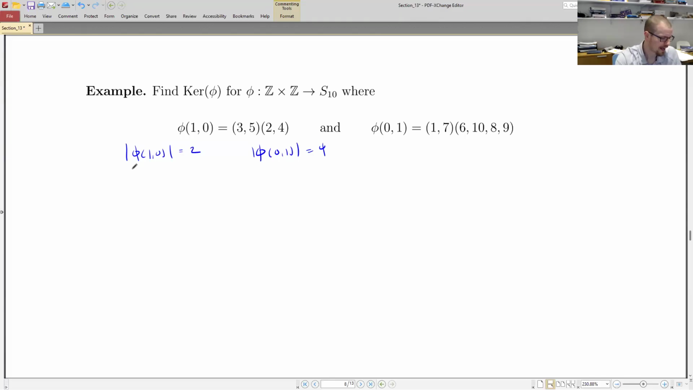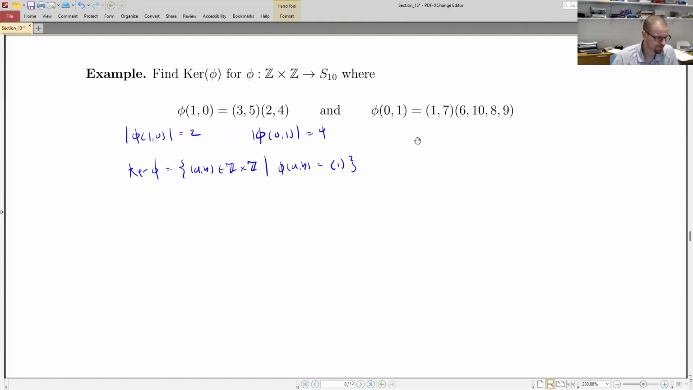So what we're interested in, to find the kernel of phi, is looking at all of the elements (a, b) in Z cross Z, the direct product there, such that phi of (a, b) is equal to 1. So this just represents that 1 is a stationary element. It's a fixed element. It doesn't go anywhere. And everything that's not listed is also a fixed element. So everything is fixed. That is our identity element in S10.